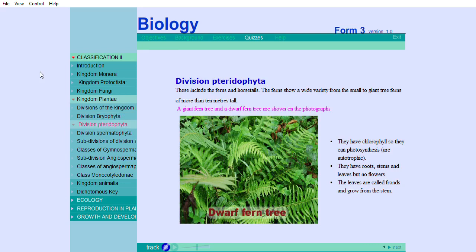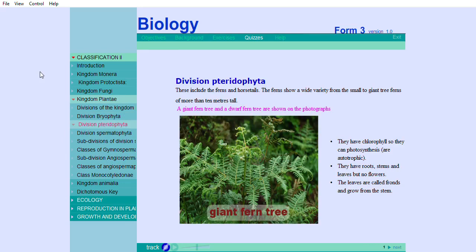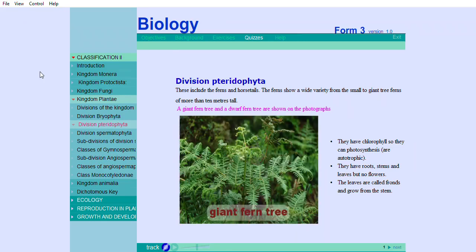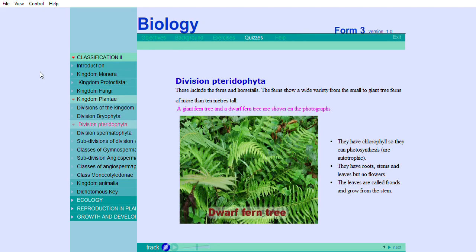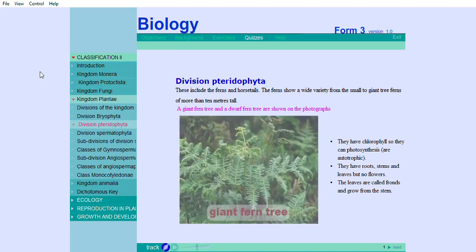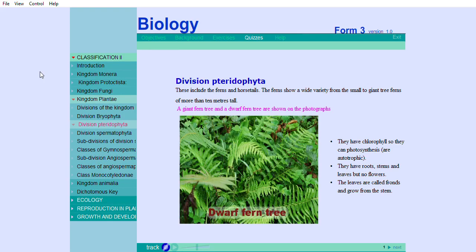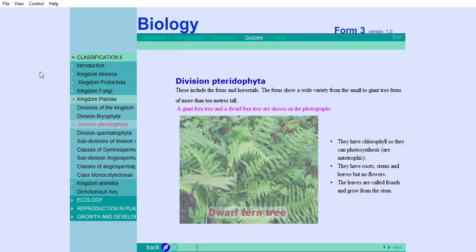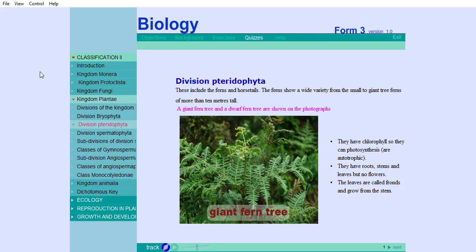Division Pteridophyta. These include the ferns and horsetails. The ferns show a wide variety from the small to giant tree ferns of more than 10 meters tall. A giant fern tree and a dwarf fern tree are shown on the photographs. They have chlorophyll so they can photosynthesize or are autotrophic. They have roots, stems, and leaves, but no flowers. The leaves are called fronds and grow from the stem.